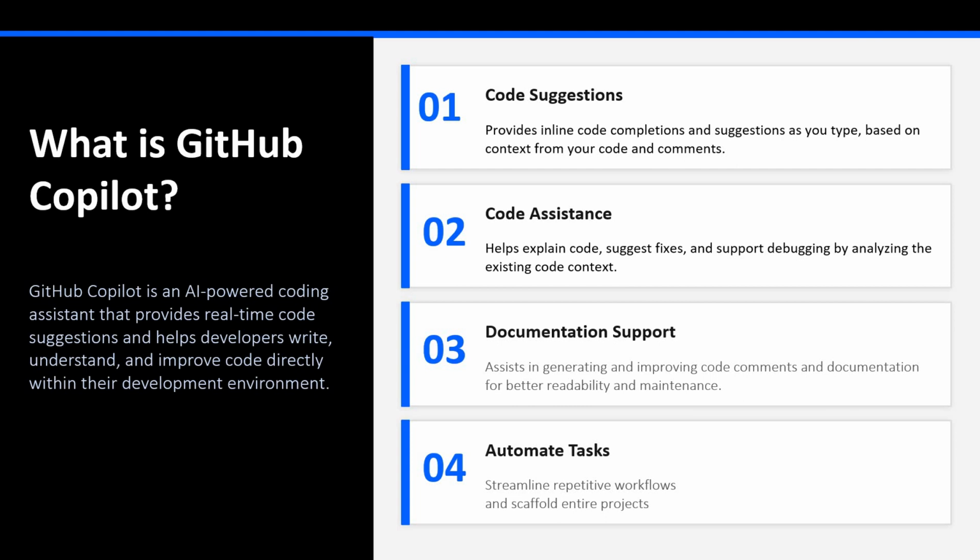Okay, next we have automate task. So yes, like every AI model, it can streamline repetitive workflows and scaffold the entire project. As per the requirement, let's say there is a particular task which is repetitive in nature, you can use GitHub Copilot to automate that task. Clear? So I think now it's quite clear what exactly GitHub Copilot is.